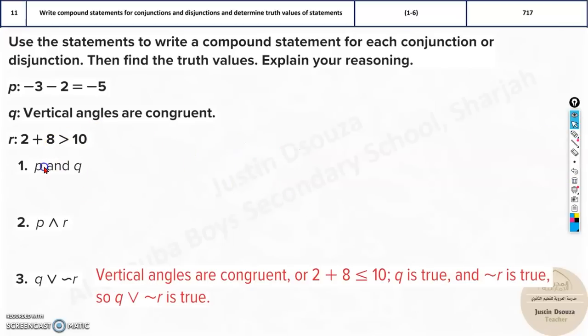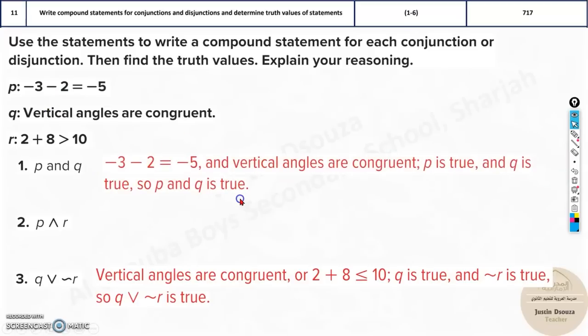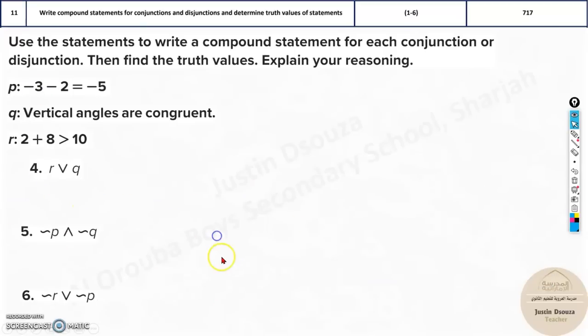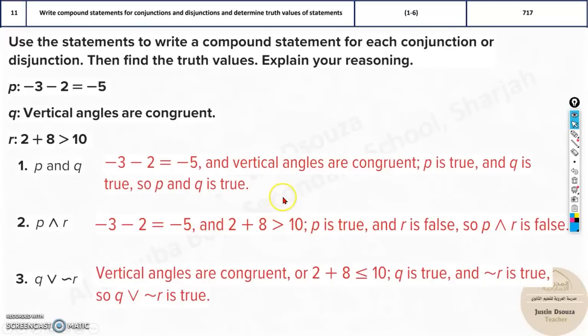Now let us do the statements. P and Q. P and Q both are true, so the compound statement is true. Why? Because this and this both are true. What about P or R? Sorry, this is not or, it's and again. Sorry, this is and. So again, for and, both must be true.